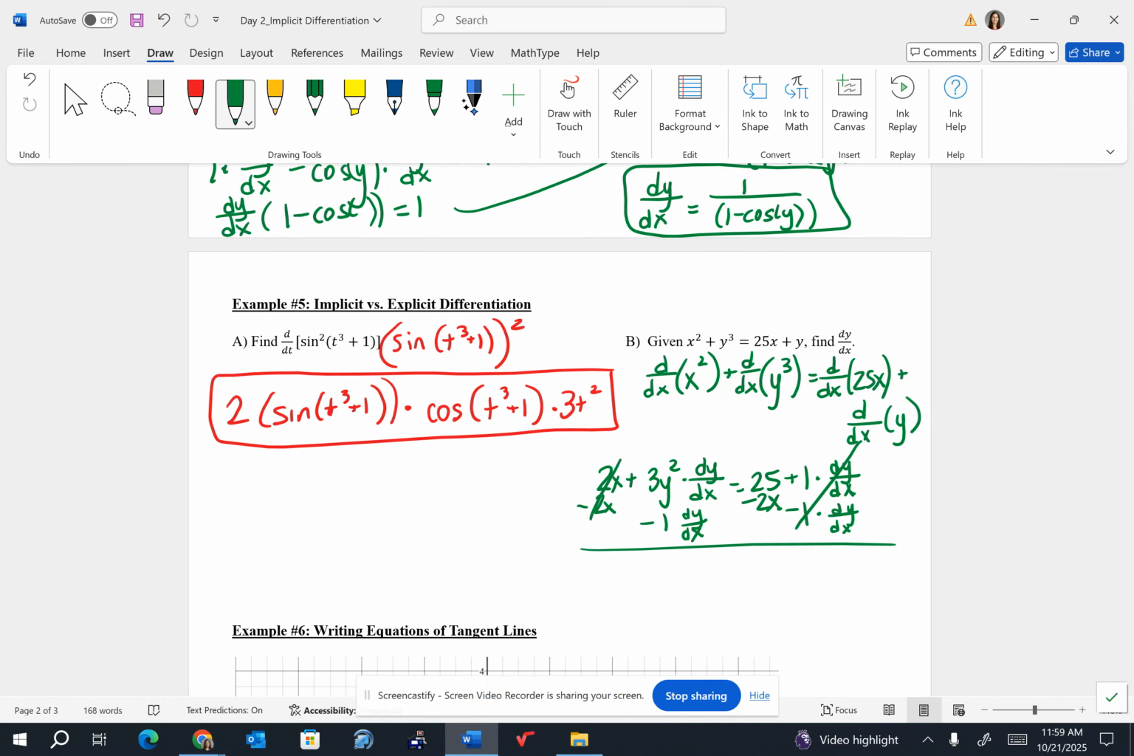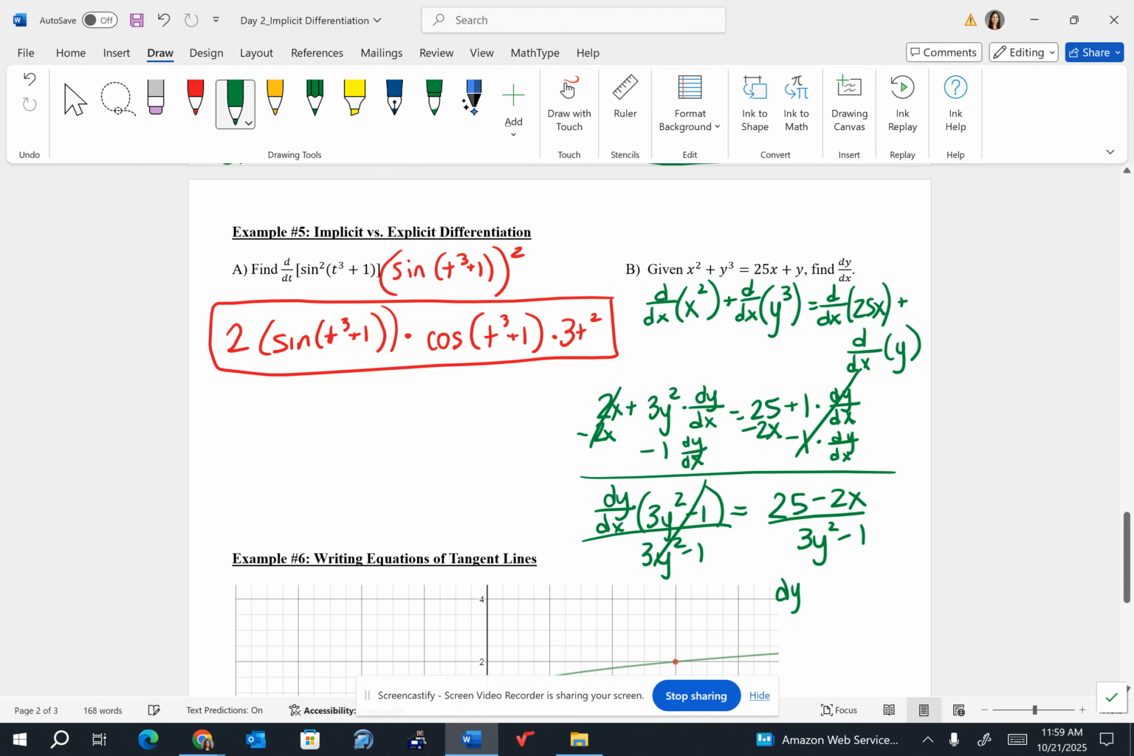If you don't want to do the extra step of having to factor out the dy/dx, I could actually right now just put the dy/dx in front and then put 3y squared minus 1. So if I want to save a step, instead of writing 3y squared dy/dx minus 1 dy/dx, I can take the dy/dx out now. And then on the right, it will be 25 minus 2x. And then you divide both sides by 3y squared minus 1. And that is your answer for dy/dx.